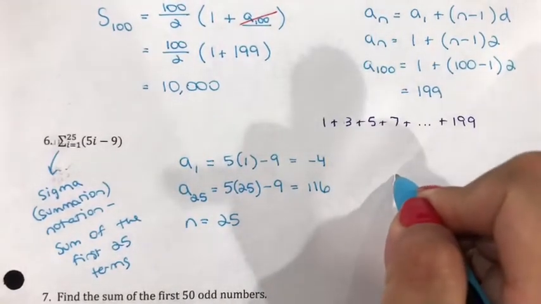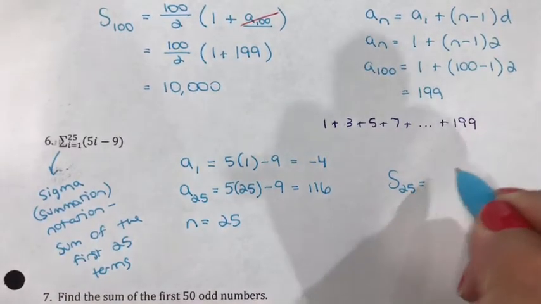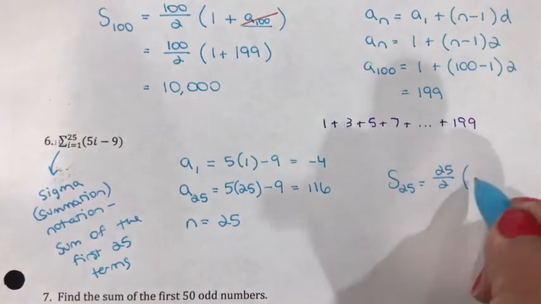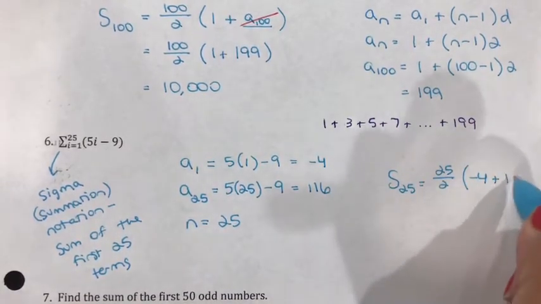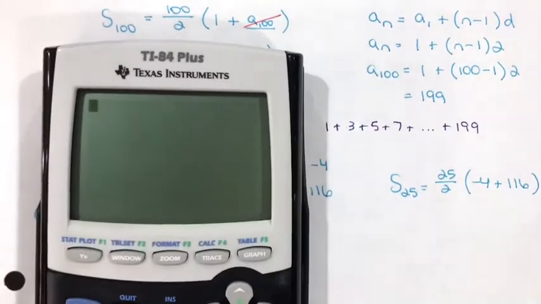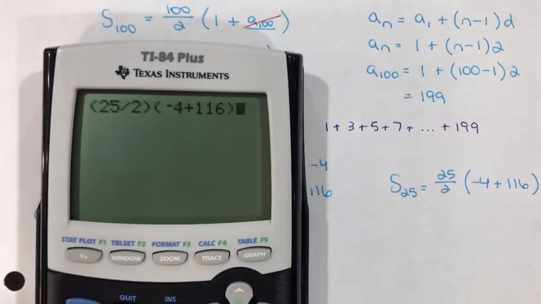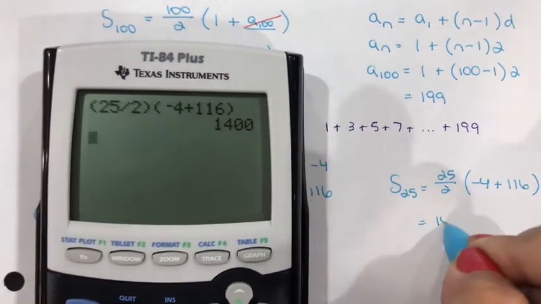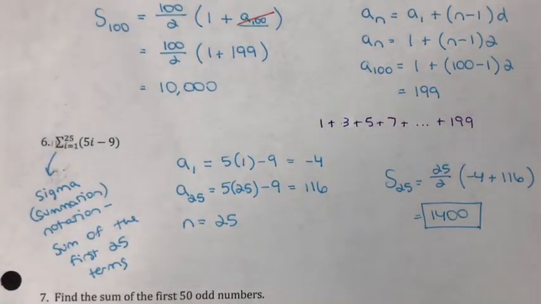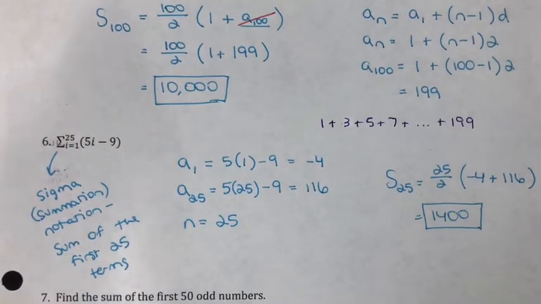So if I jump to the sum of these 25, I'm going to plug n in over 2. Again, going back to my formula. The first term plus the last term. And now we can throw it into our calculator. So I've got 25 over 2, negative 4 plus 116, 1400. Okay. Always put your box around your final answer so we know which it is.